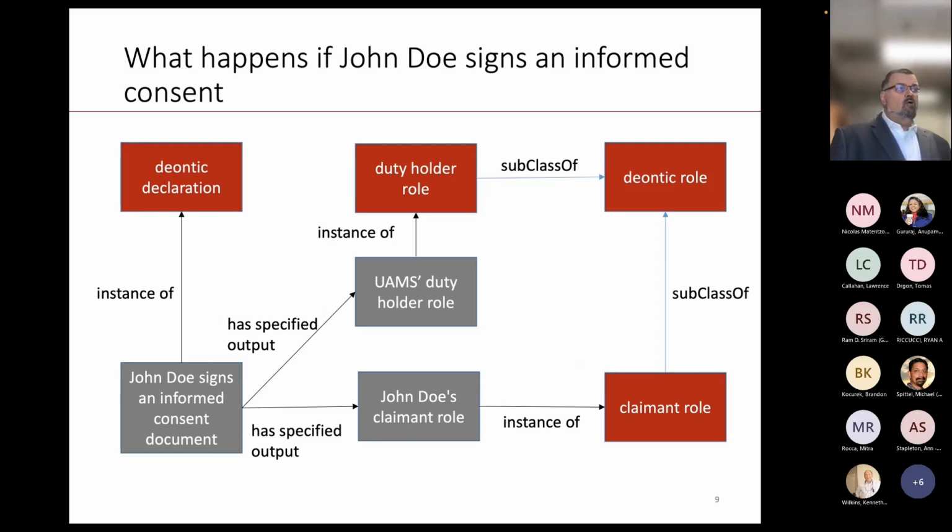This is how we viewed things at that time and how we still view things. And I will explain some of the more hermetic language on this slide as we go along. So when John Doe signs an informed consent form, this has a specific outcome, and that outcome is John Doe's role to be able to claim that the obligations that were created for the institution that he granted consent to, and that institution, in the case of that slide, it's my home university, UAMS, holds a duty role to honor those obligations.